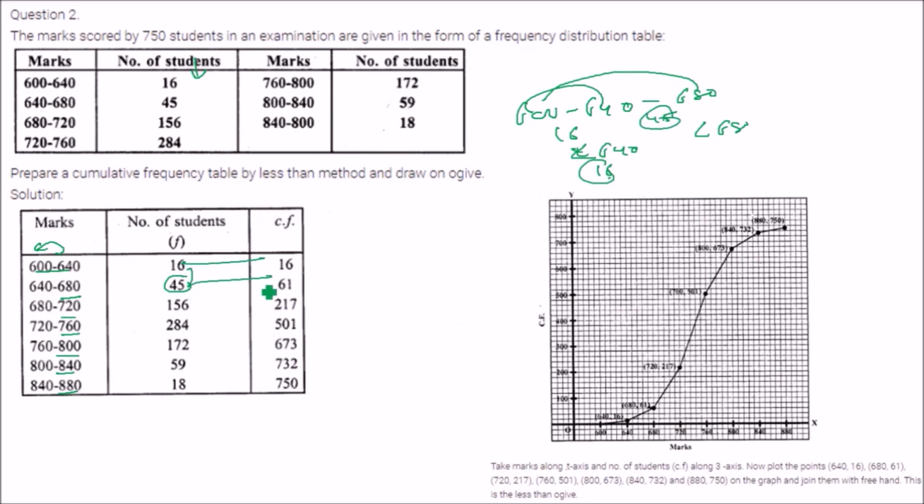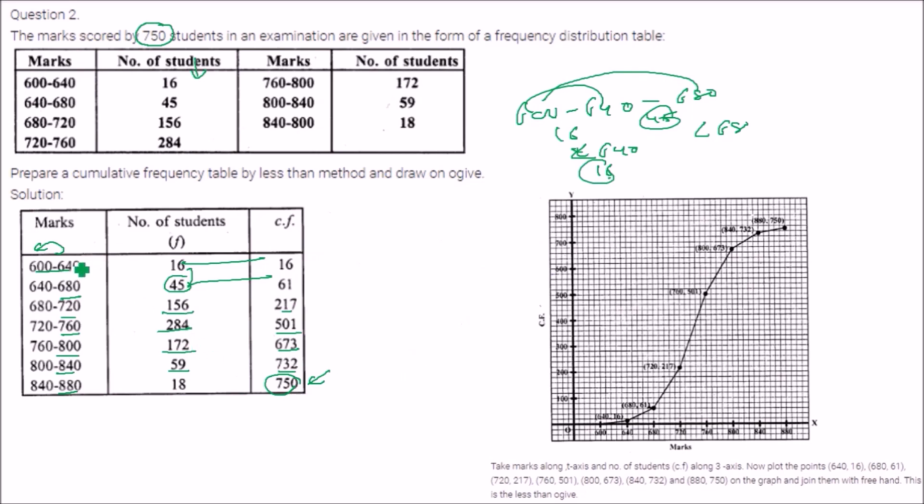So 16 plus 45 is 61, plus 156 is 217, plus 284 is 501, plus 172 is 673, plus 59 is 732, and finally 732 plus 18 is 750. It has to come to 750 because the number of students given is 750. This is how we verify that we have determined the cumulative frequency correctly.